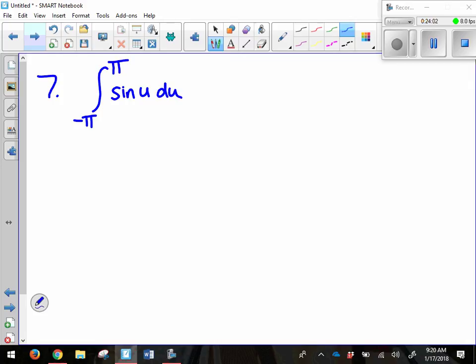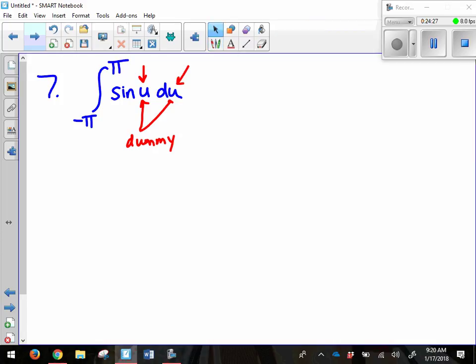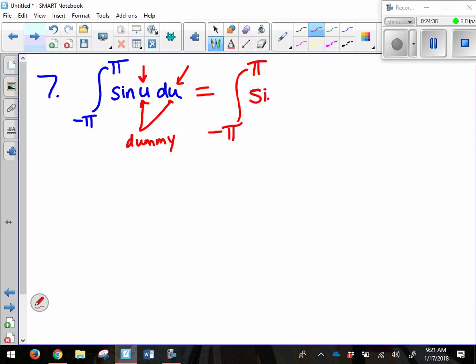Okay. So remember yesterday that we were talking about dummy variables. Here's a dummy variable. It doesn't matter what my variable of integration is, as long as the variable in my integrand, which is u, is the same variable in my d whatever. Okay, so this is the same thing as writing the integral from negative pi to pi of sine x dx. It's the same thing.